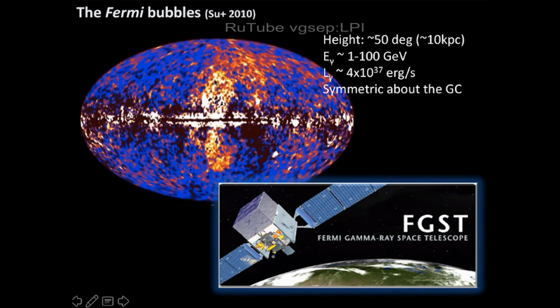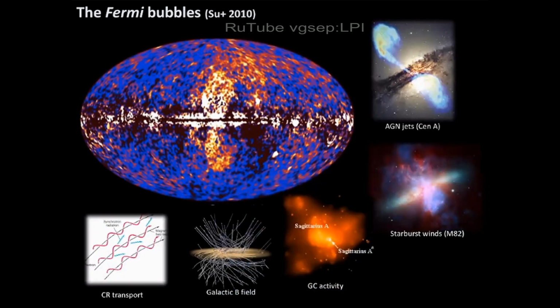And the gamma ray bubble is nearly symmetric about the galactic center, so it strongly suggests that it originates from some energetic outburst from the galactic center, such as a nuclear starburst or AGN activity. And because the Fermi bubbles are so close to us, we can use them to understand various astrophysical processes like cosmic ray transport, galactic magnetic field, past galactic center activity, and learn about various processes such as starburst winds or AGN activity.